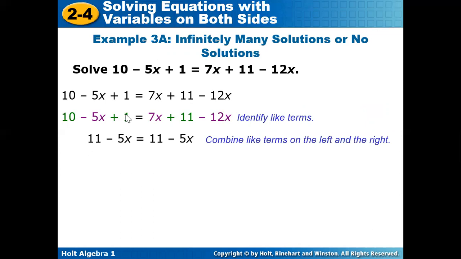So 10 plus 1 is equal to 11. And then we bring down our minus 5x. Over here, we have 7x minus 12x is equal to negative 5x. And we bring down our positive 11. We have our positive 11 and we have our negative 5x.